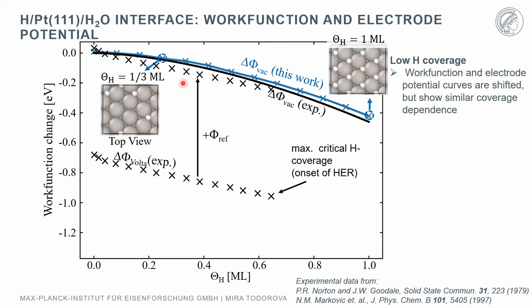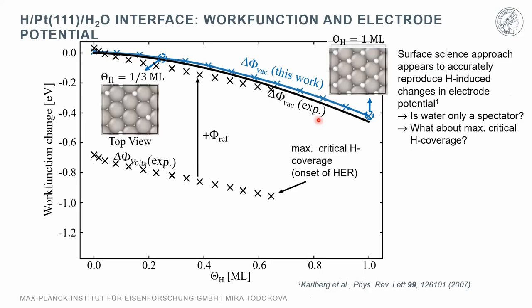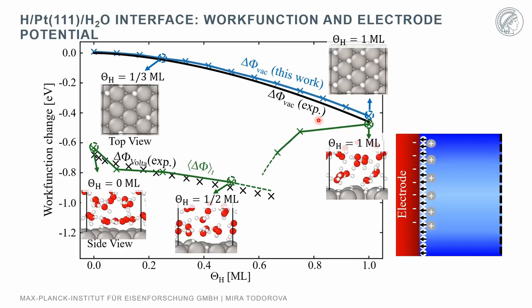But then why don't we get this maximum coverage in a surface science kind of calculation if only hydrogen is important? So maybe water does do something more. So we did DFT calculations in which we looked at the platinum water interface with different coverages of hydrogen at the platinum surface. And then we look at the potential change, which we read out by the dipole correction.